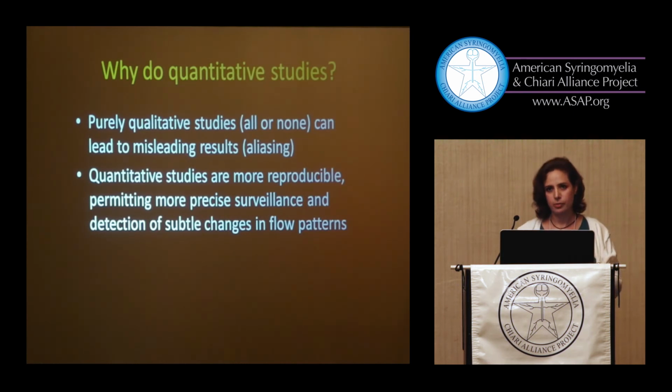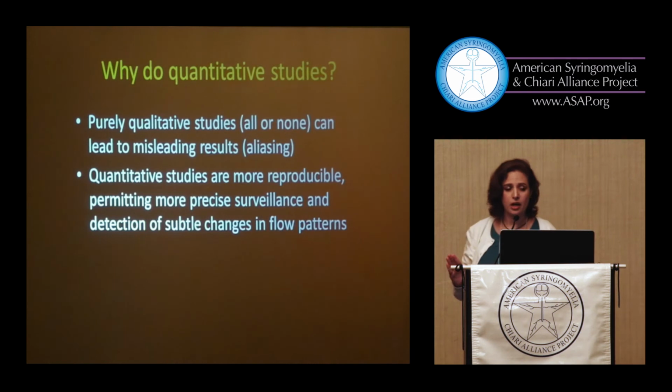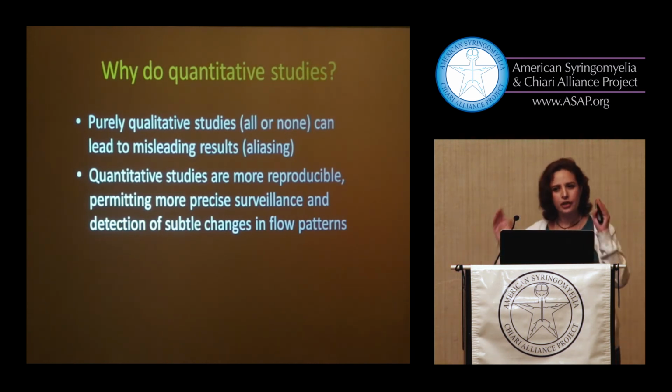You can really misinterpret it. Quantitative studies are one way to get around that. But also, if you're going to take the time to do a quantitative study, it's really reproducible. You come back in a year, we use the same settings, we can really compare year to year numbers. And we can say, in all likelihood, something's starting to change now.